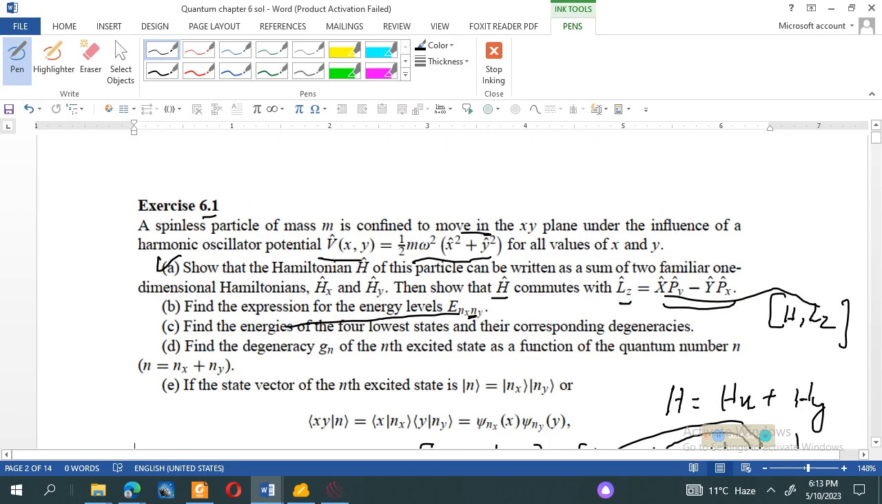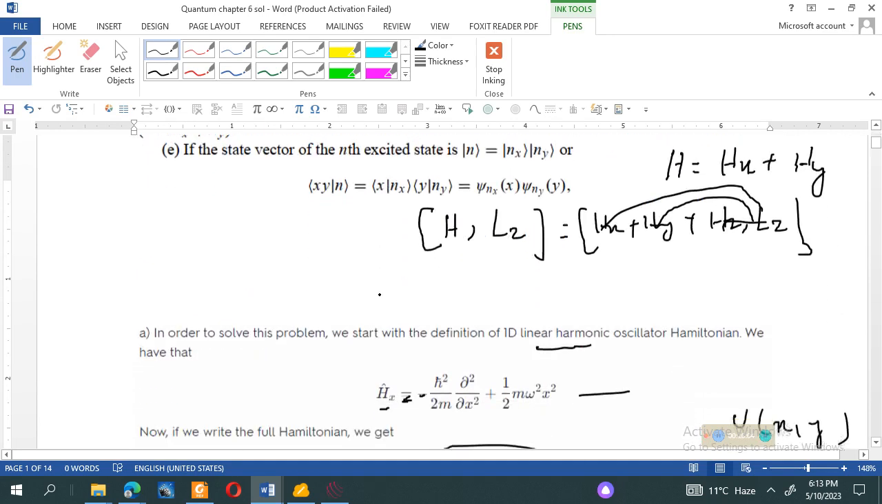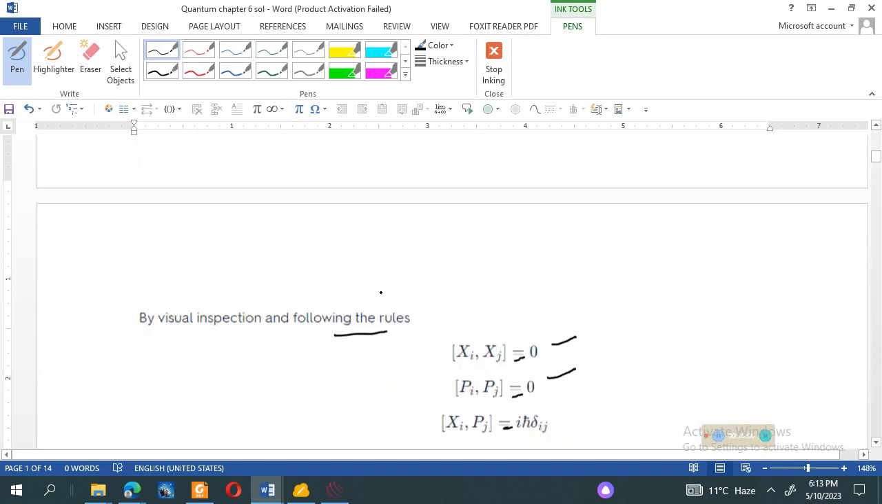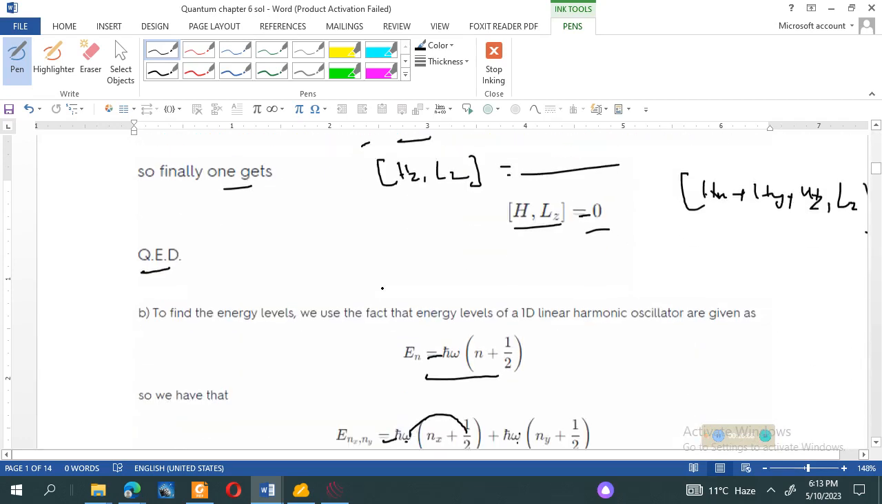And then in part C, find the energy of the 4 lowest states and their corresponding degeneracies. We have to find the energy of the 4 lowest states and their degeneracy, meaning how many times each is going to be repeated.